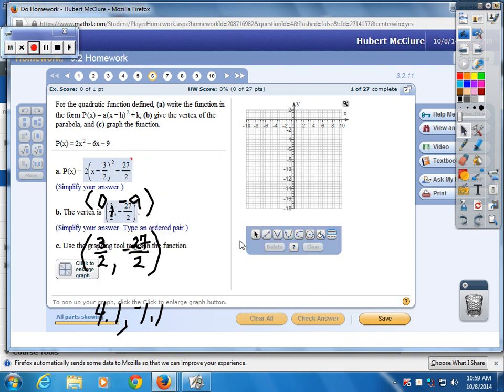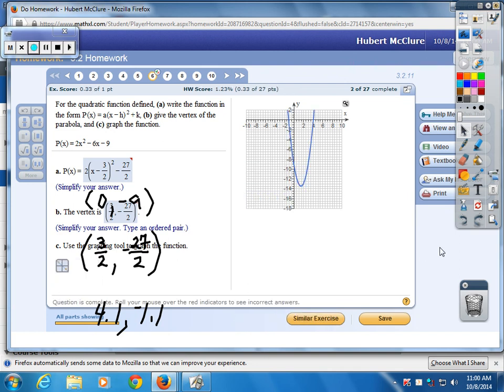Okay. Now, I'm going to plot. I guess I can plot the vertex, 3 halves, which would be 1.5, and negative 27 halves would be negative 13 and a half. Somebody check me. All right, so there's that. And then I'm going to put 0, -9 for a y-intercept. Did you plot your y-intercept or did you plot x-intercepts? And probably the y.